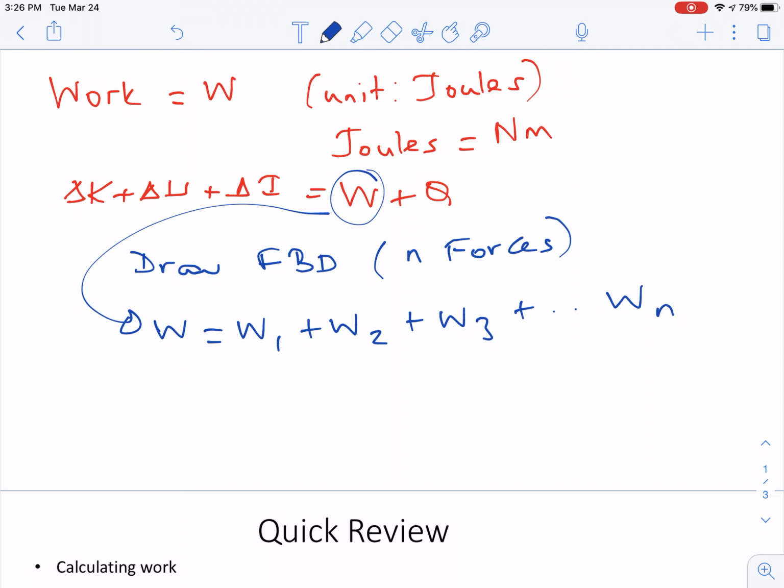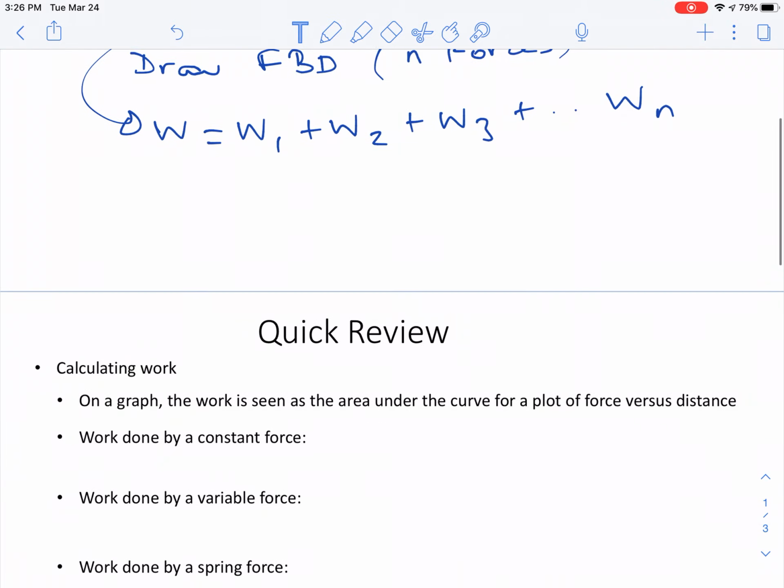When you write the work terms for each force, you need to think about how to calculate them. Are they constant? Are they variable? Do I know what they are? So that brings us to the next step.